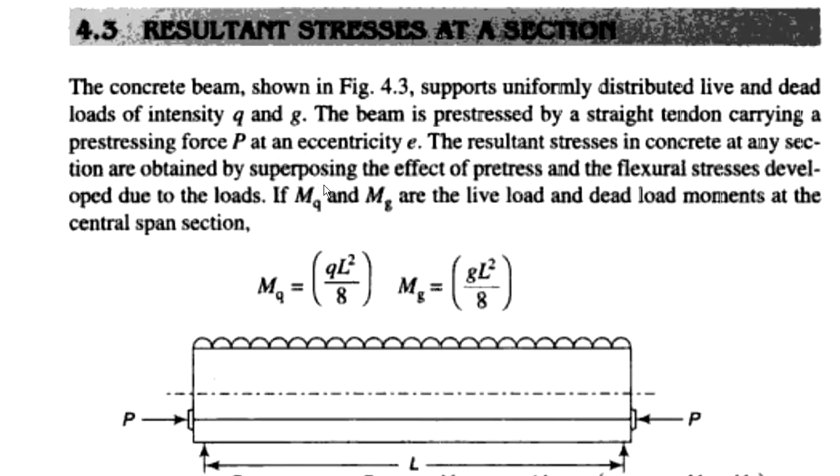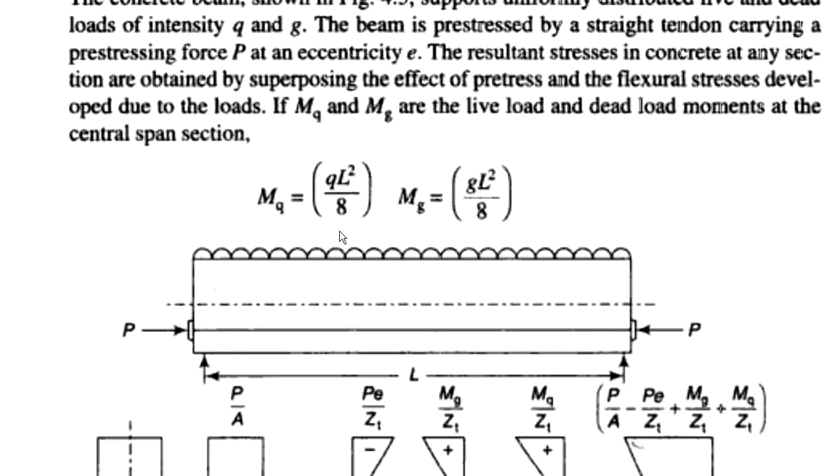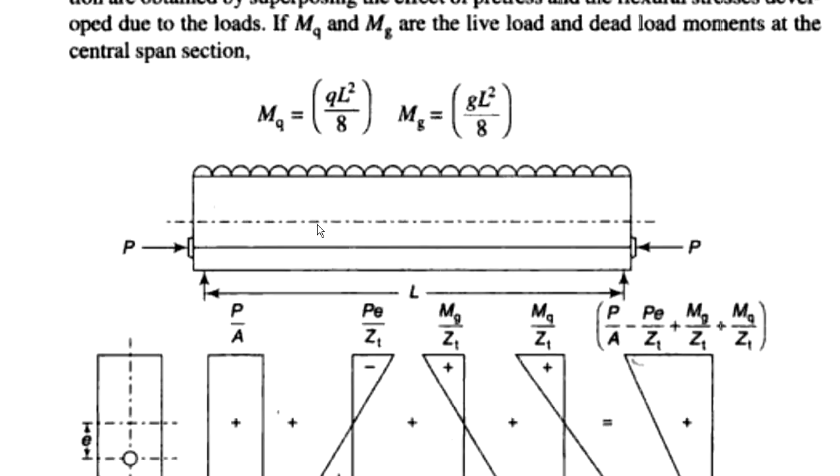Now if Mq and Mg are the live load and dead load moments, due to live load and dead load there are some moments which are going to be caused. Mq, if it is uniformly distributed, is q l square divided by 8, we call it w l square by 8 as it is uniformly distributed. Similarly, Mg is g l square divided by 8, where g is the self weight. So due to the live load and dead load, what is going to happen?